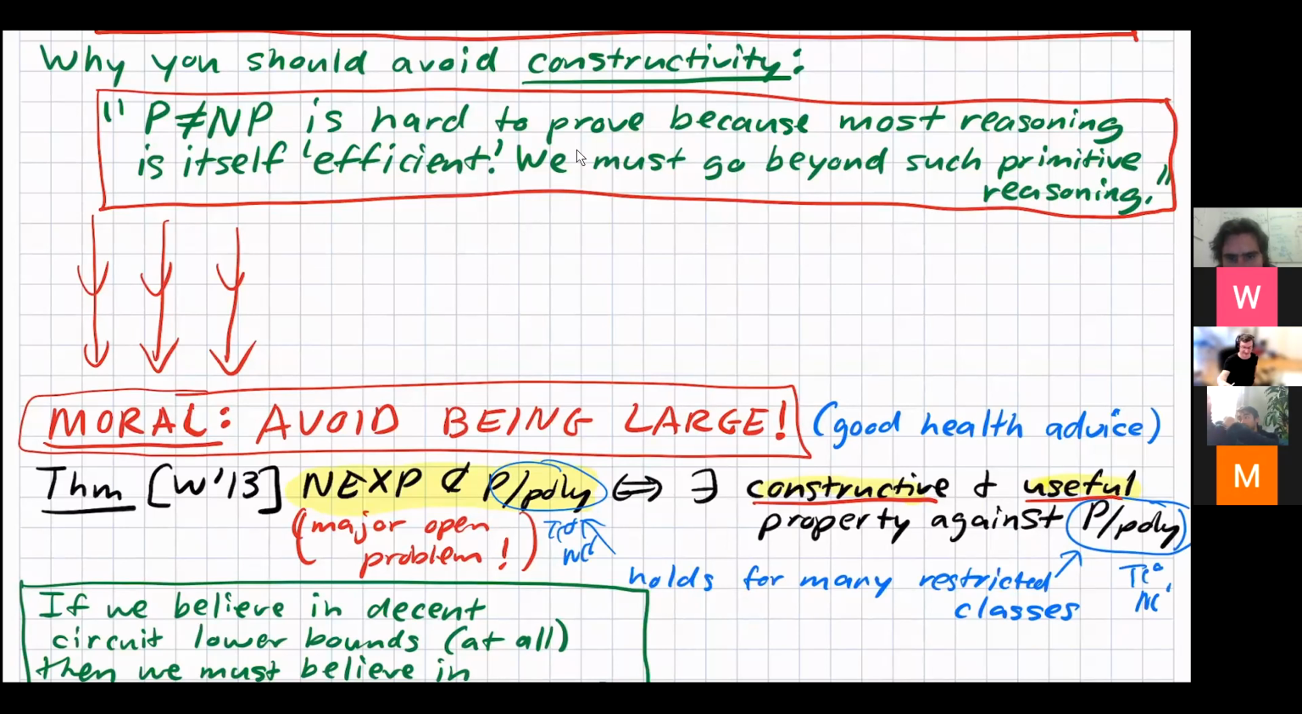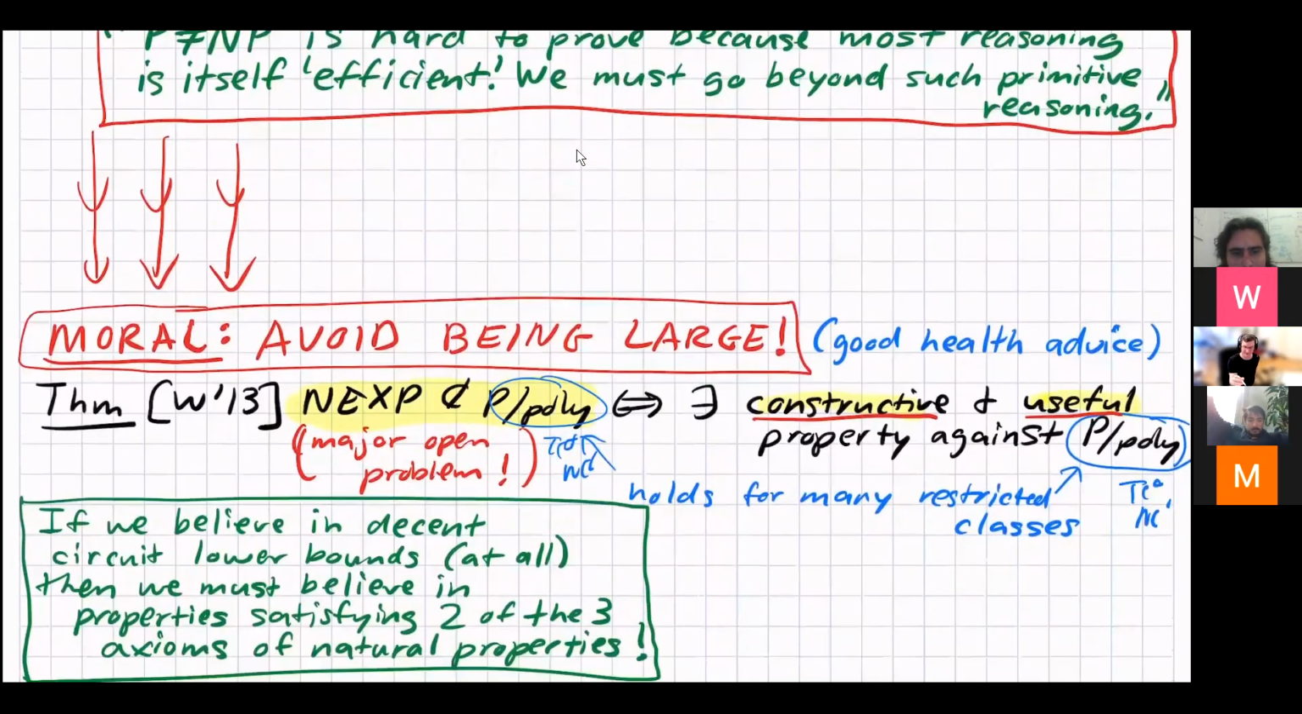So what this is saying is that if we believe in decent circuit lower bounds at all, this one being maybe not even decent, just embarrassing, then we must believe in properties that are both useful and actually run in polynomial time. They run in polynomial time and distinguish some function from the easy ones, even if it just says everything is easy except for this one special function. These are restatements of each other in a particular formal sense.